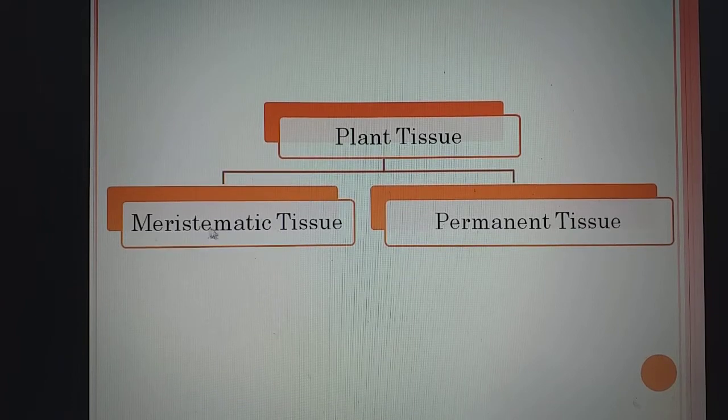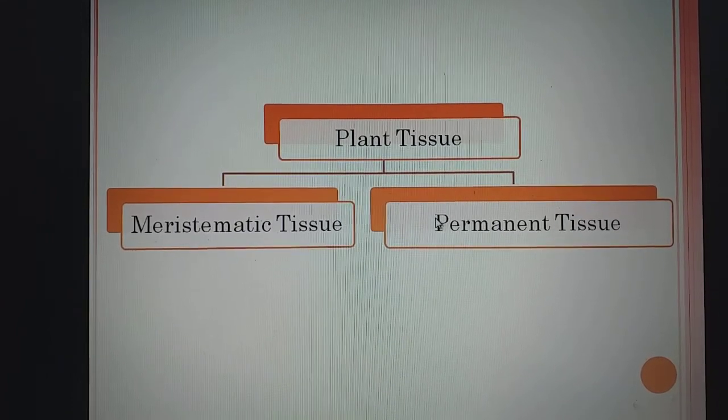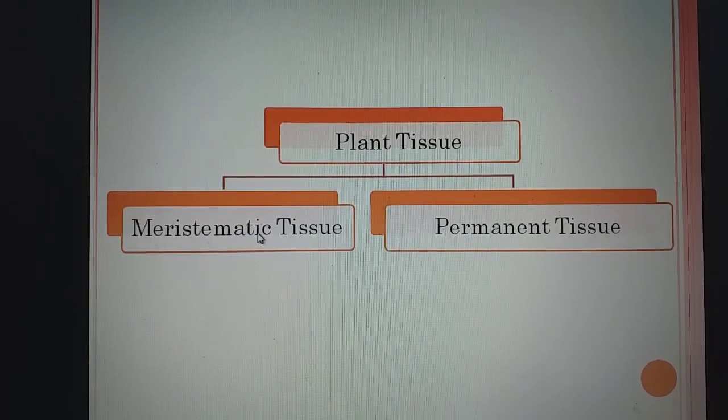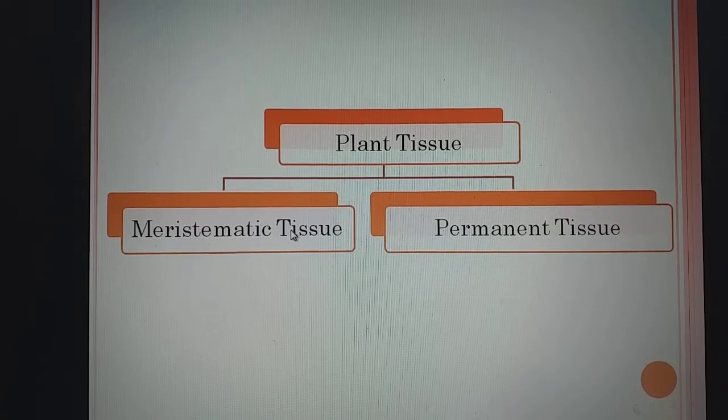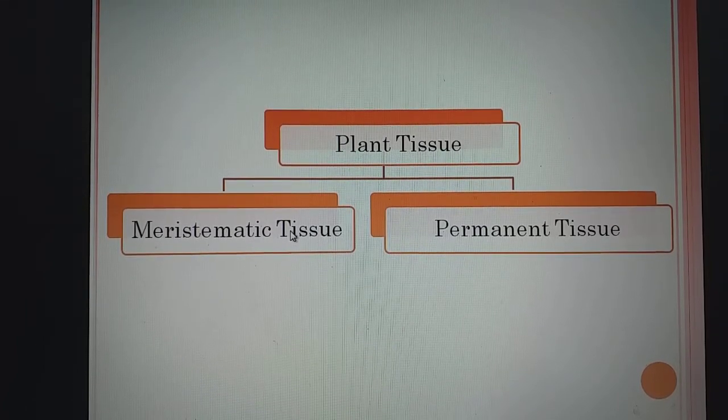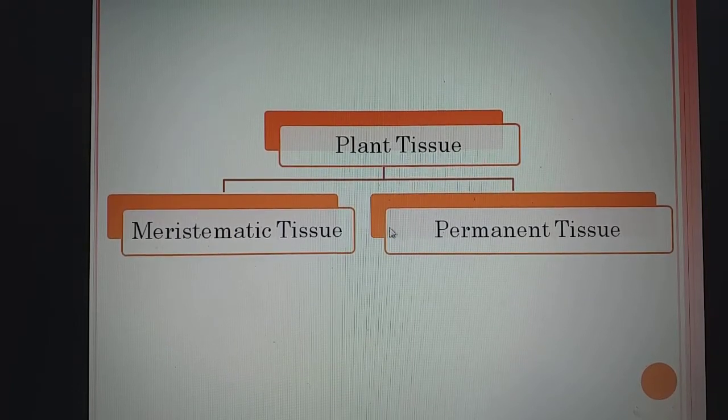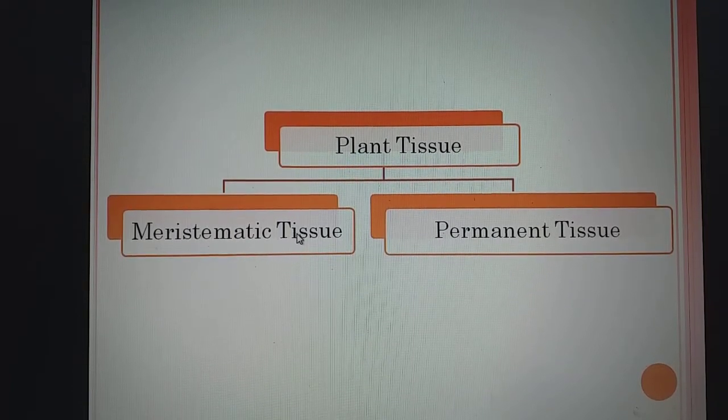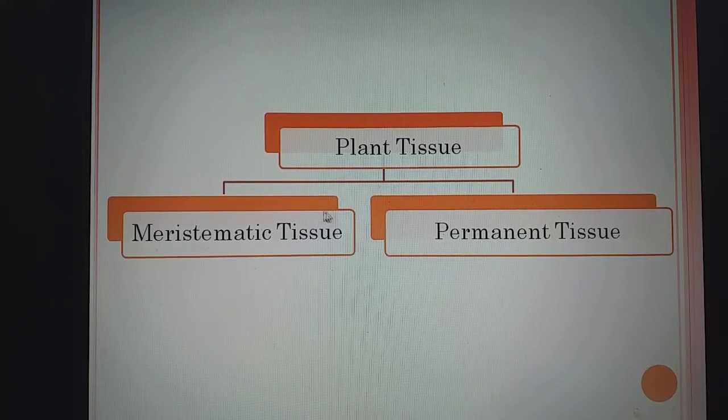First is the meristematic tissue, another is the permanent tissue. Meristematic tissue means those tissues which have the capacity to divide, and permanent tissues are those tissues which have lost the power of division. Those meristematic tissues which have lost the power of division become the permanent tissue.